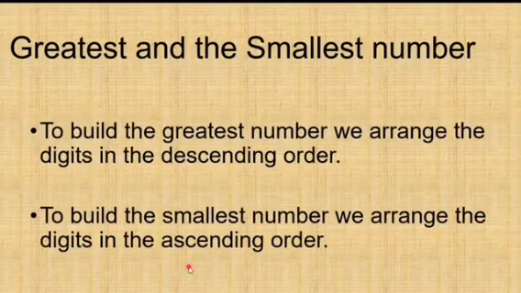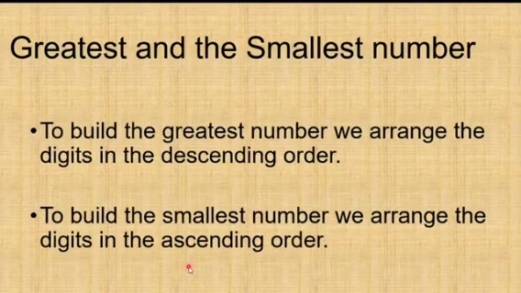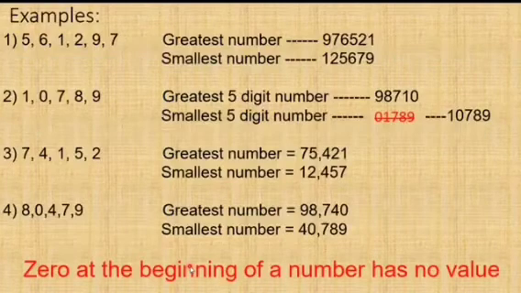Understood, children? Now we have greatest and the smallest number. To build the greatest number, we arrange the digits in the descending order. To build the smallest number, we arrange the digits in the ascending order. To understand this again, we take a few examples and then understand it in detail.